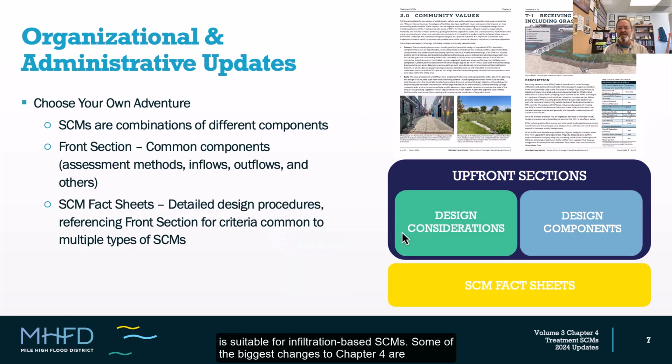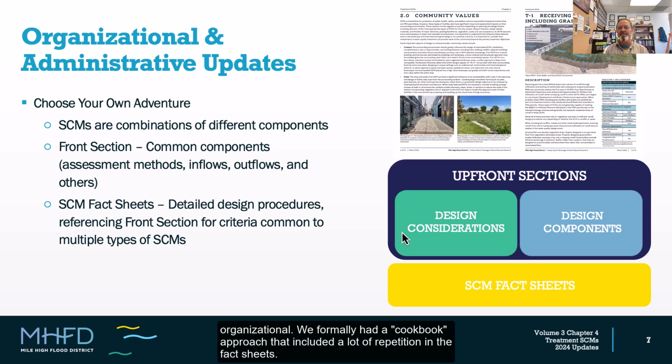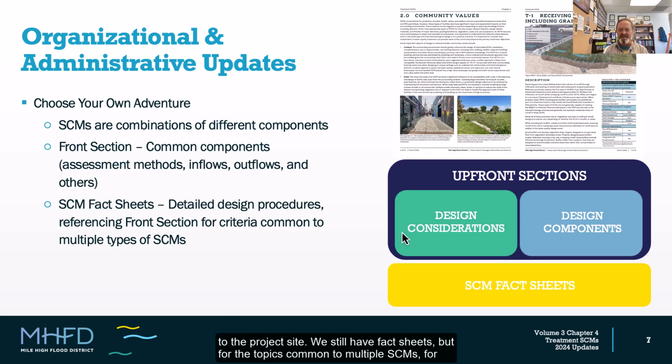Some of the biggest changes to Chapter 4 are organizational. We formerly had a cookbook approach that included a lot of repetition in the fact sheets. The new organization allows engineers to create their own combinations of SCM components, customized to a project site. We still have fact sheets, but for the topics common to multiple SCMs, for example, inflow features or underdrains, the fact sheets refer to the front section.